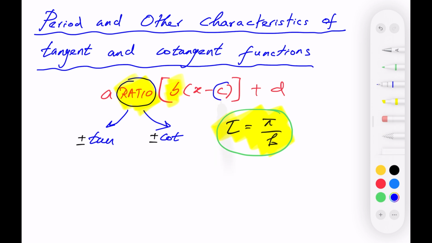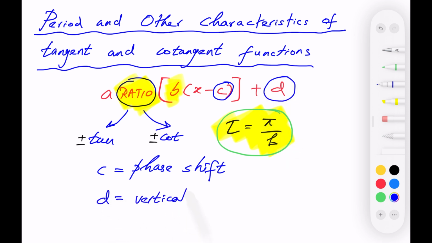We have a c right here. C is, as usual, the phase shift. And finally, we have a D right here. D is the vertical shift. Vertical shift is where the axis is going to be found.